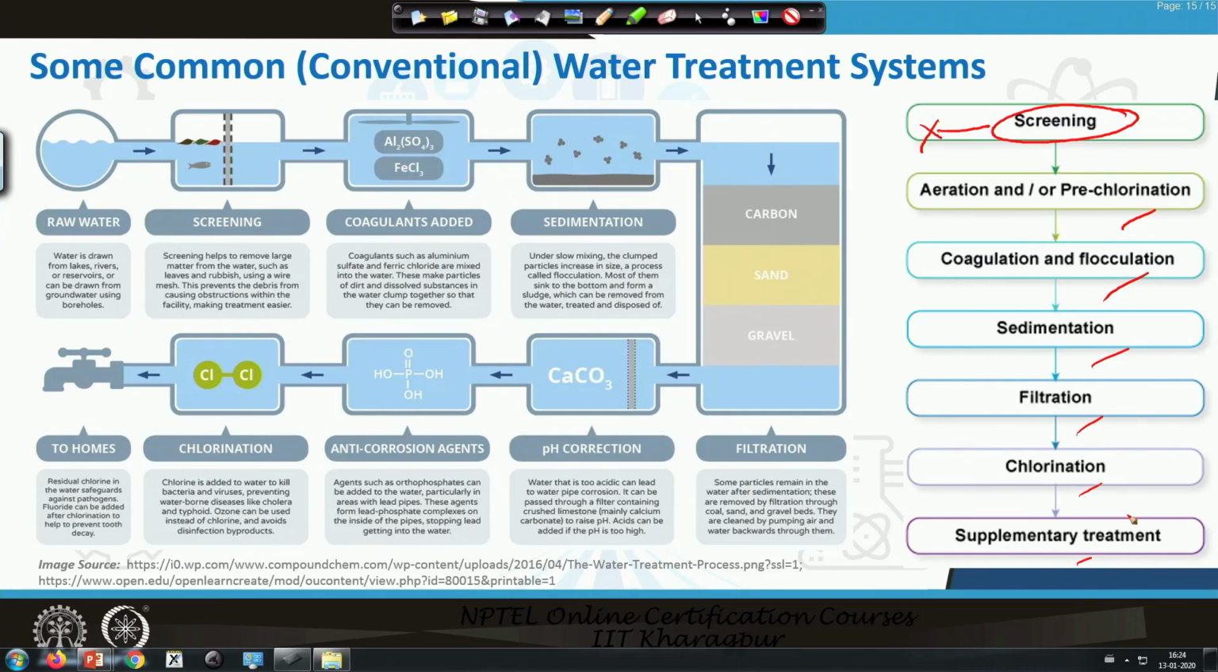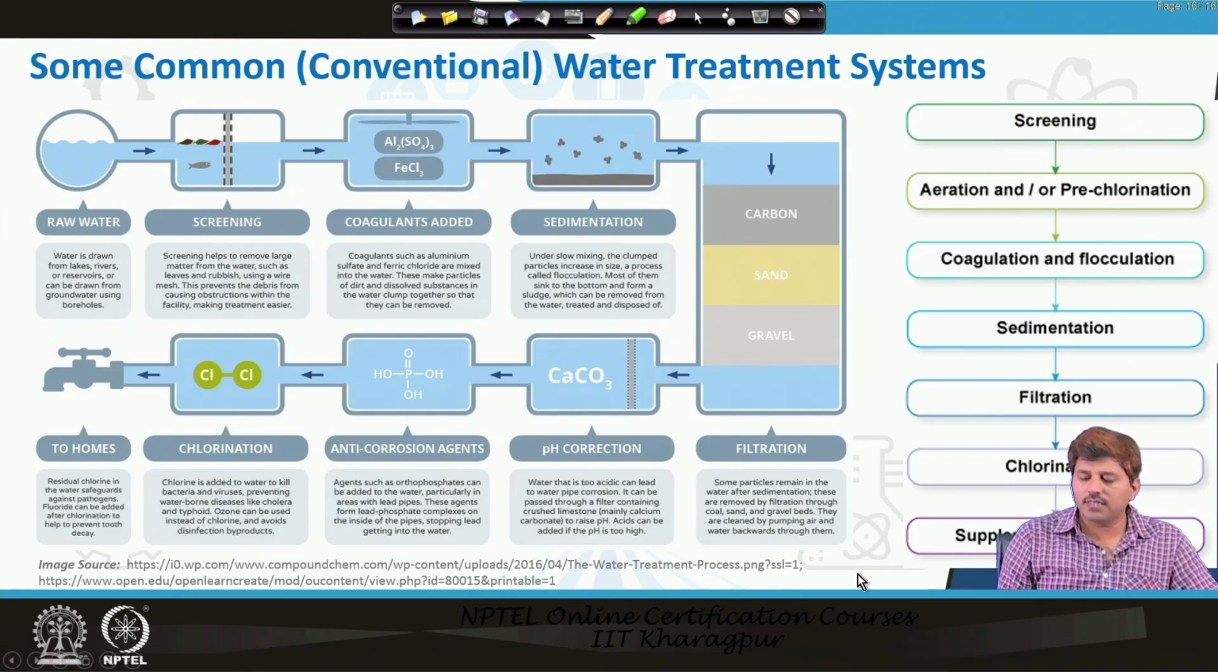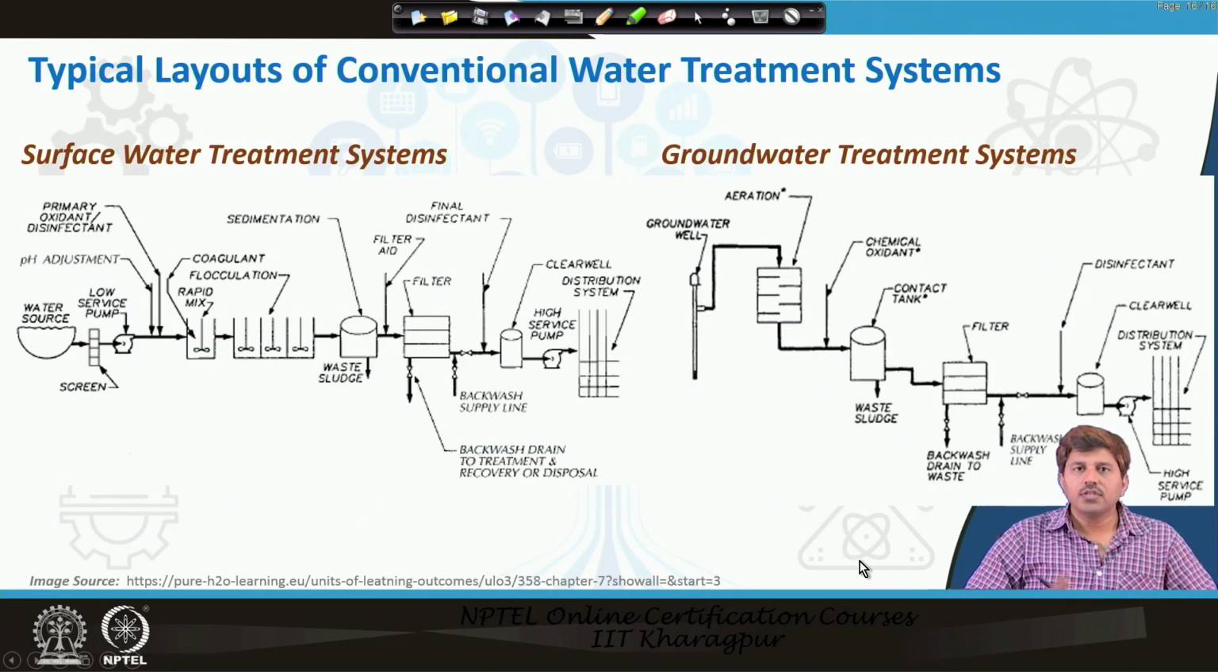Then again for surface water sources, we may have raw water coming through screening first, then we directly go for coagulant addition in a rapid mix system, and after coagulation flocculation we go for settling, then we go for filtration, then we may go for pH correction, we should go for chlorination before the supply, which is basically not essentially chlorination, but disinfection, could be other forms of disinfection as well, and then the water is supplied.